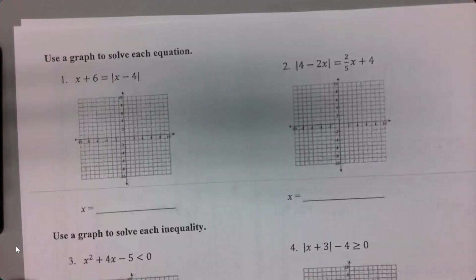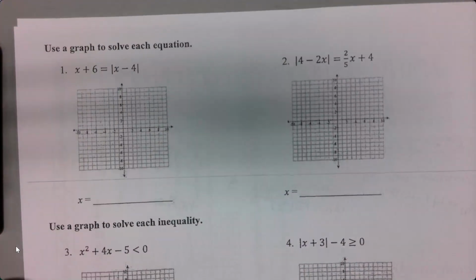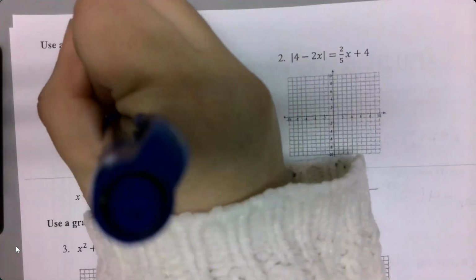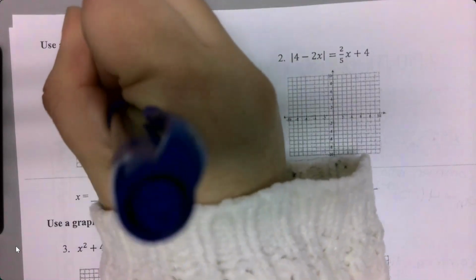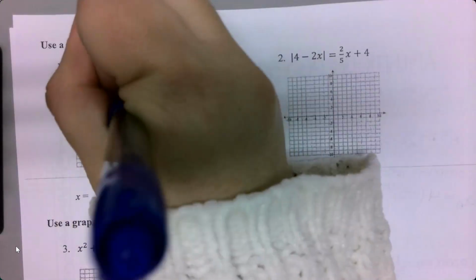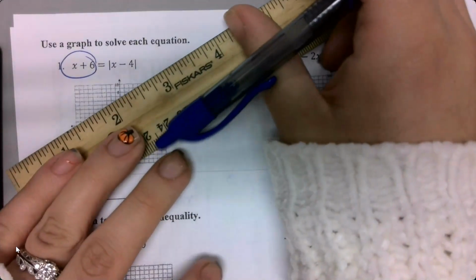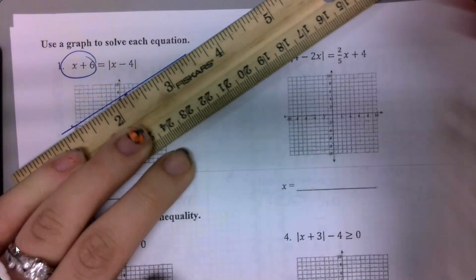This one wants me to use a graph to solve each equation. So remember, we split this up into 2 different graphs to graph. This first one is x plus 6. I'm going to go 1, 2, 3, 4, 5, 6. And then I go up 1 over 1. And my next one is the absolute value of x minus 4. So this is going right 4 from the origin, and then it still goes up 1 over 1.